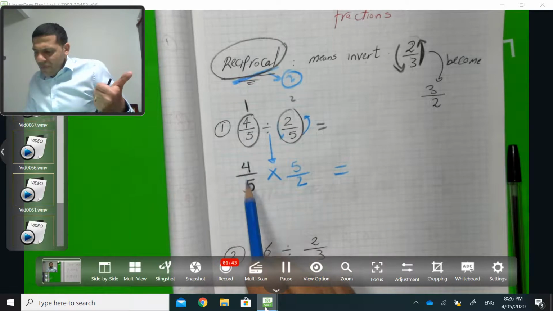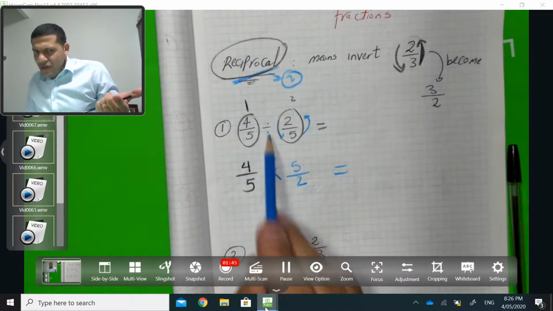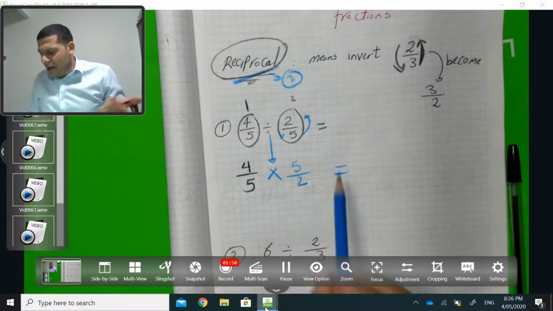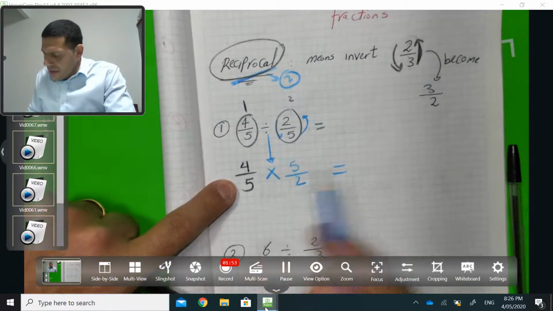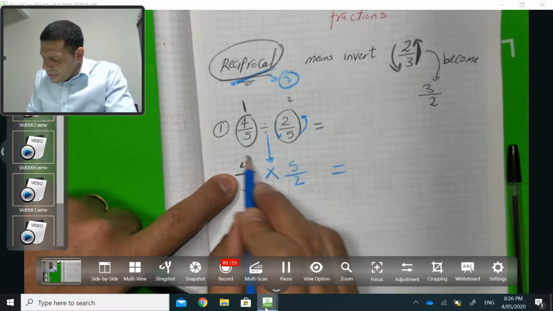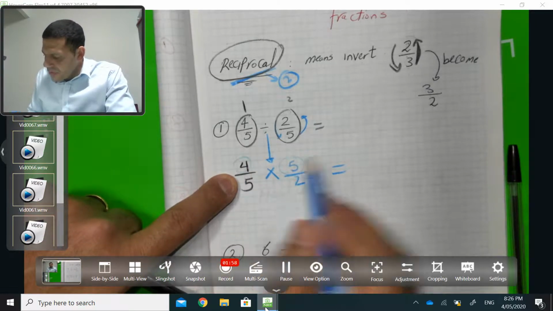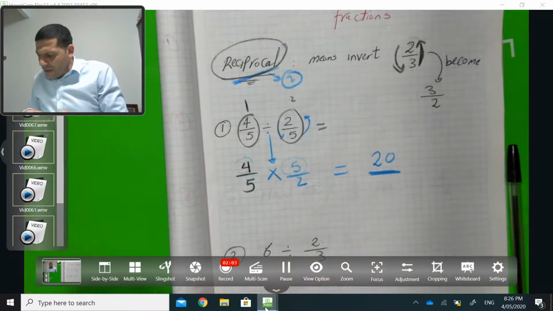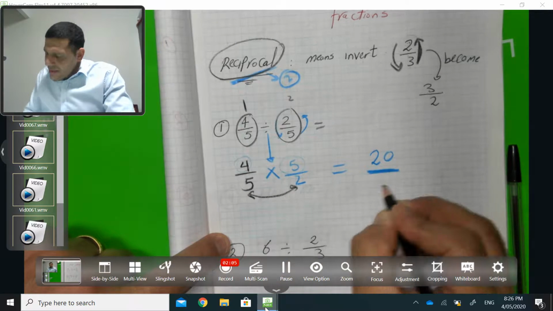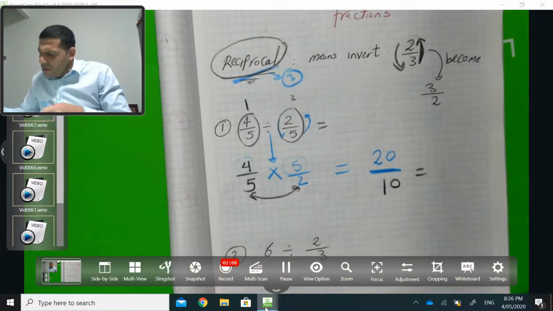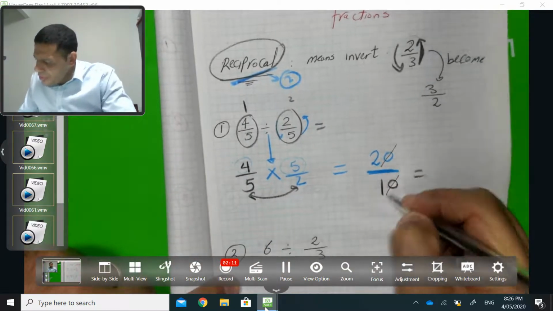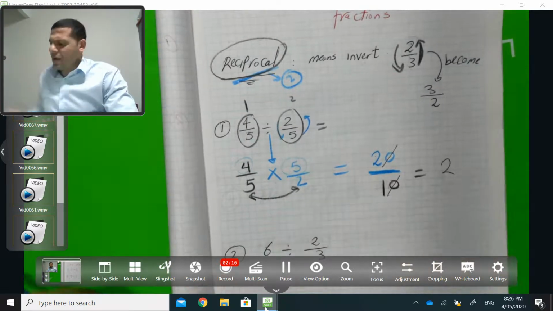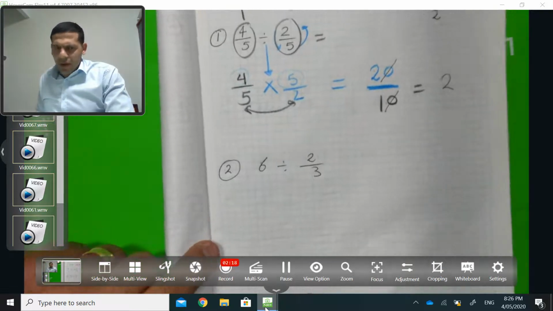So keep the first fraction as it is, change division into multiplication, get the reciprocal for the second fraction, and then you do multiplication as normal. You multiply the numerator times the numerator. 4 times 5 is 20 over 5 times 2 is 10. And then you simplify. When you have 0, you can cancel 0 with 0. So 2 divided by 1 is 2. That's right. And then we move on to number 2.